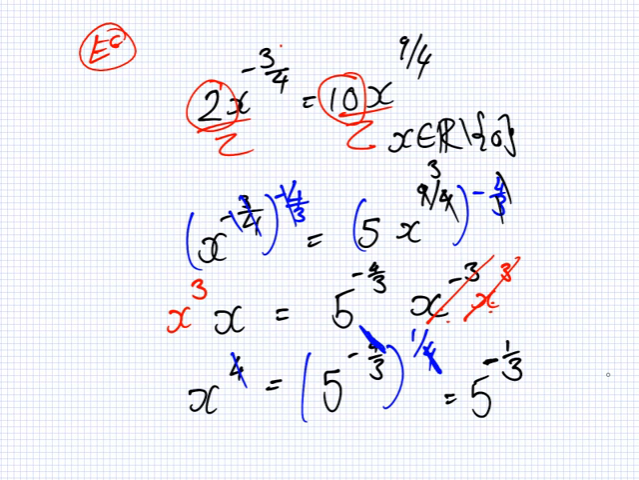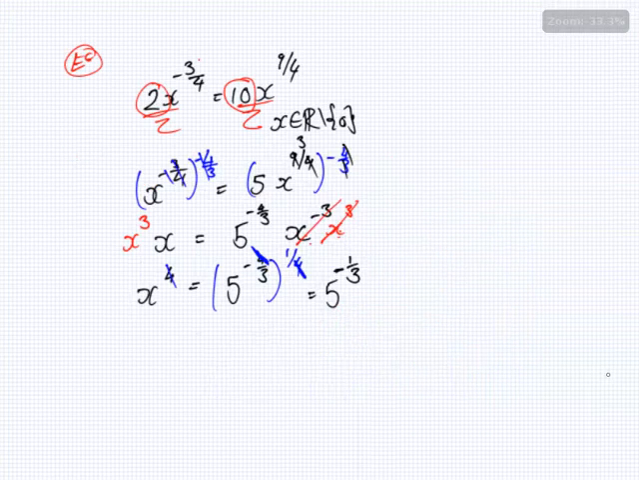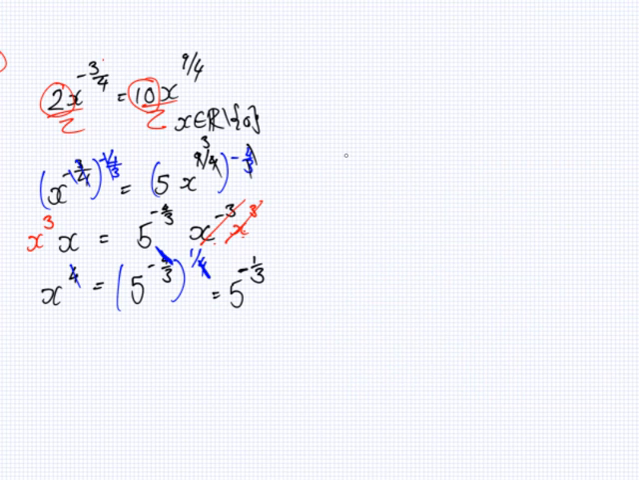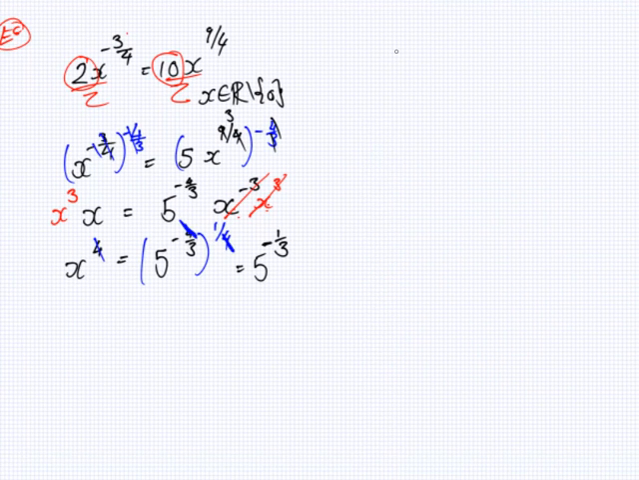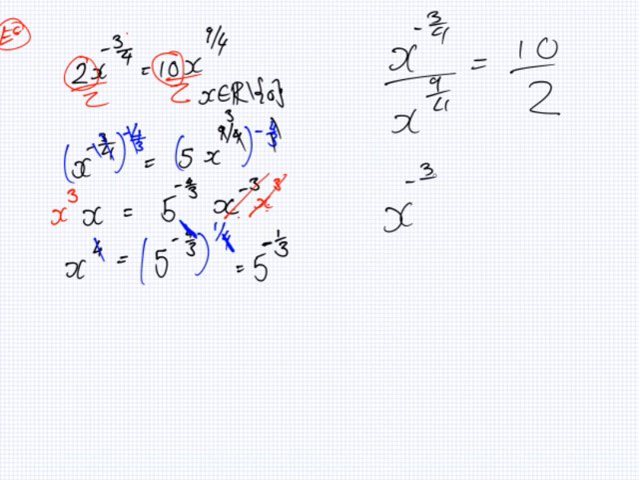Now, like I said, there's so many different ways to do this. Another thing you could have done at the start, you could have just simply multiplied. You could have said x power minus 3 over 4 over x power 9 over 4 equals 10 over 2. If you multiply them, this would be x power minus 3 over 4 minus 9 over 4, that equals 5. This would be x power minus 12 over 4, that equals 5. This would be x power minus 3, that equals 5.